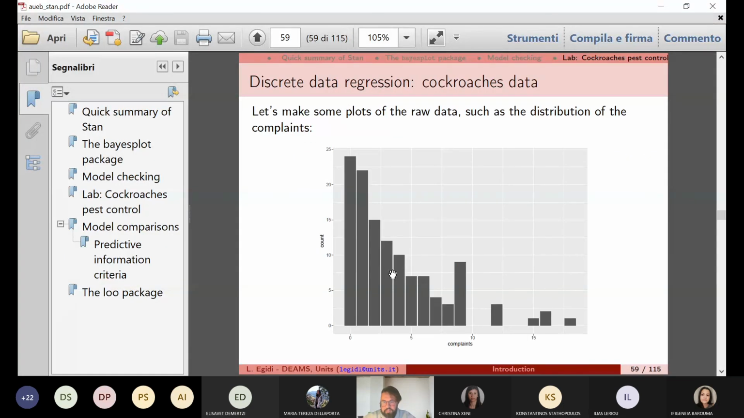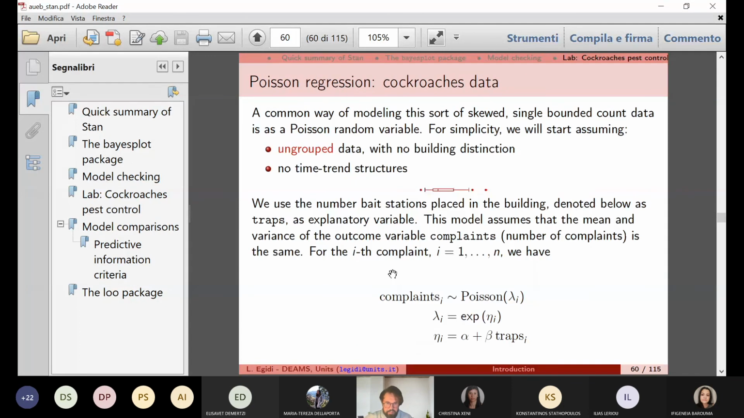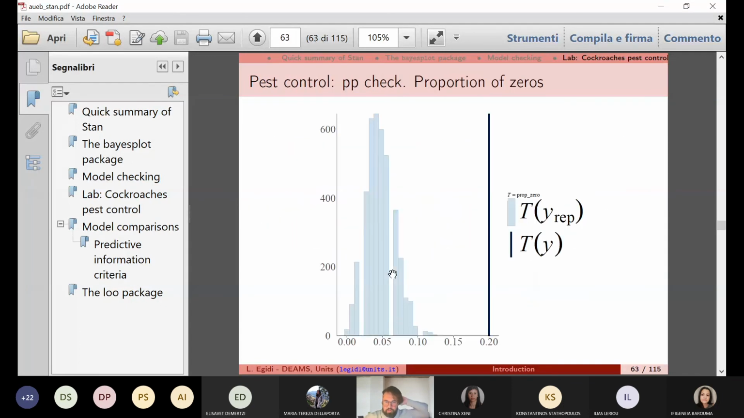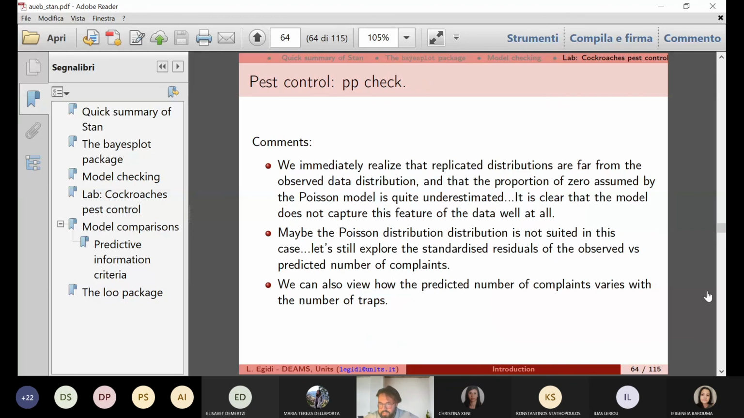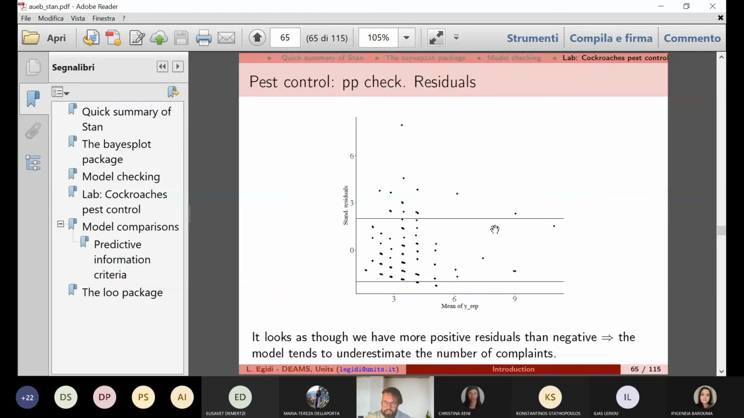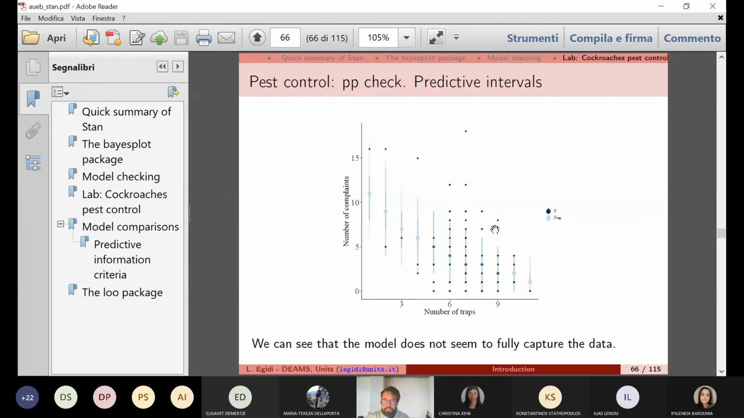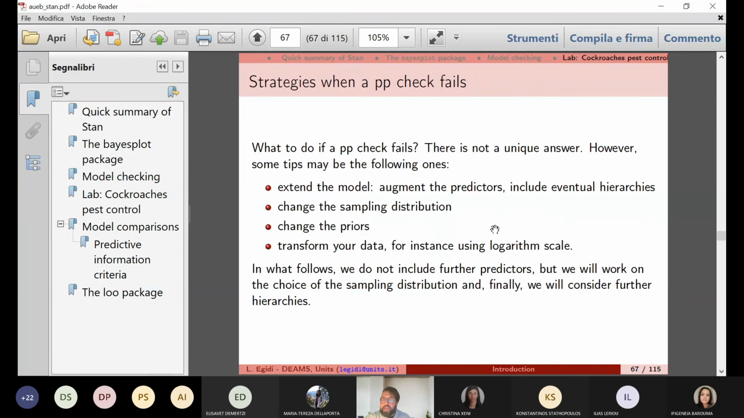Let me go back to the slides, and then we take a 5-7 minute break. So we are in the slides. I already covered this with our example, the Poisson distribution. So let's go directly to slide number 64. In some sense, we can check that the Poisson distribution maybe is not suited enough to capture the nature of my data. That's the reason why now we have many possibilities. What to do if a posterior predictive check in a Stan model fails? There is not a unique answer, of course.